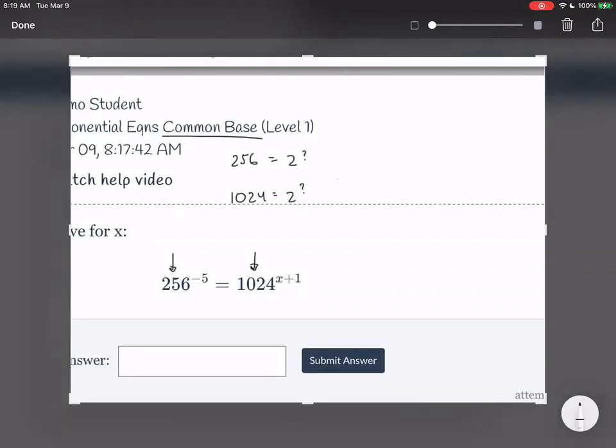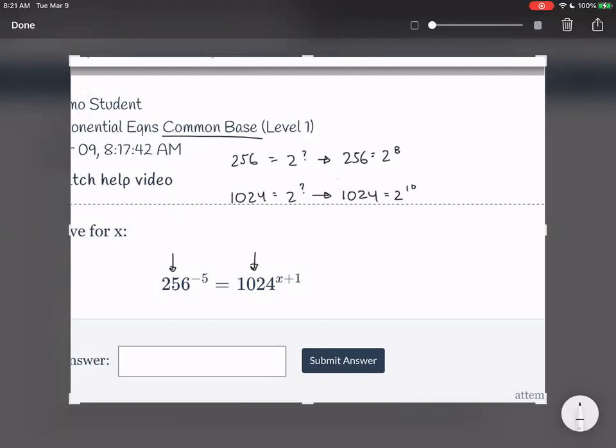I'm going to pause the video so that I have time to use my calculator to figure this out. All right, so resuming recording now. We found out that 256 is equal to 2 to the power of 8. And we also found out that 1024 is equal to 2 to the power of 10. And remember, I tried the base of 2 because I looked at both of these numbers and I was like, okay, they're even numbers, so possibly 2 can be a base for them.